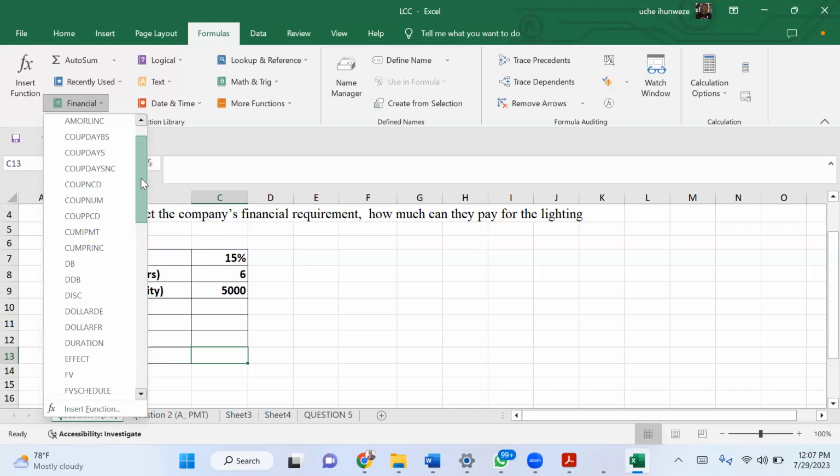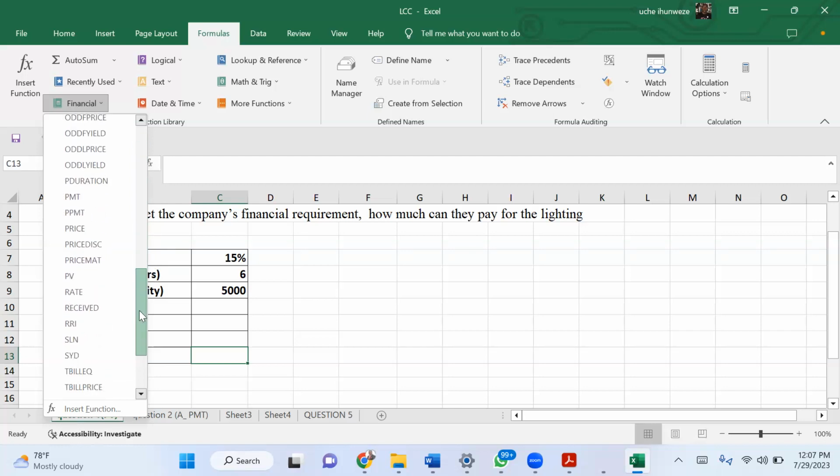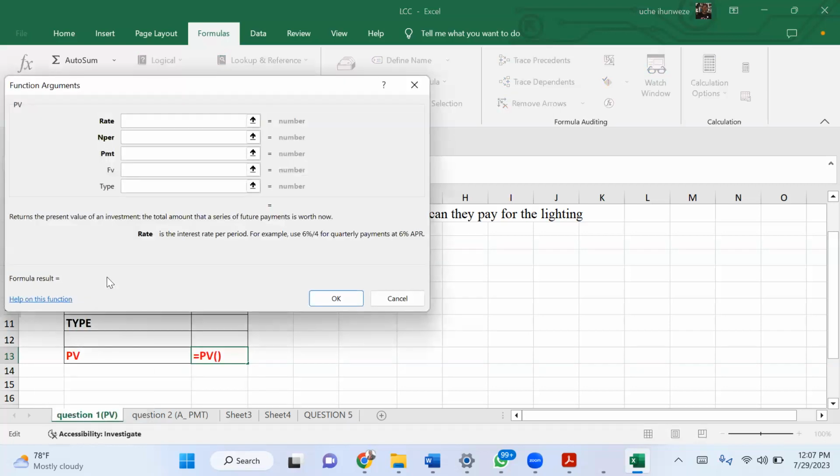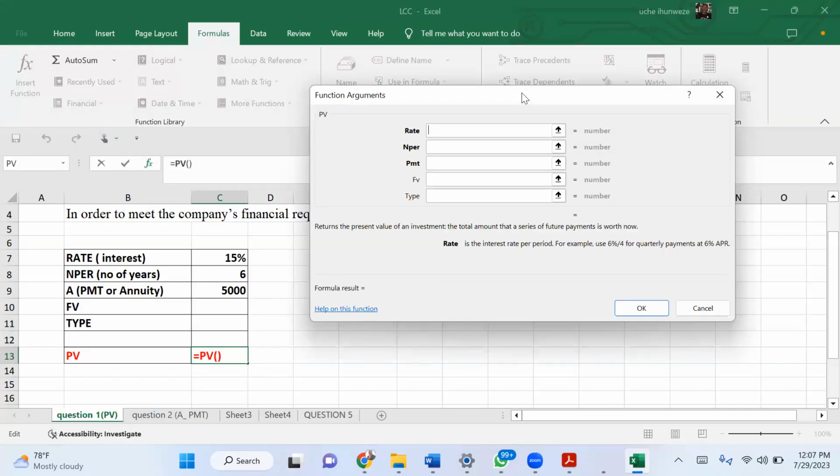Now, you go to PV. This is PV. If you open PV, a dialog box will open. One thing about Excel is that Excel is interactive. So this is the rate. I'll make sure my cursor is inside the rate. I will now click 15%, which is cell C7. I'll go back again and click into the number of years. Once my cursor is inside there, I'll click the number of years.